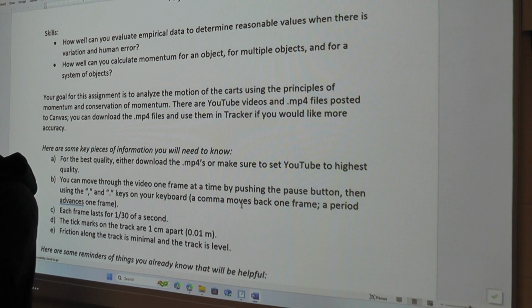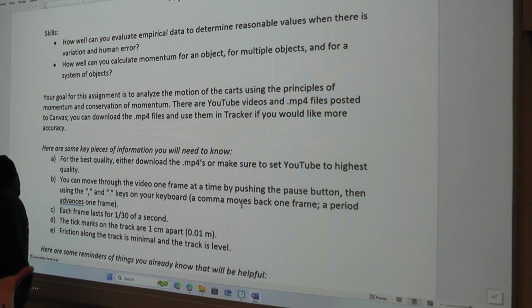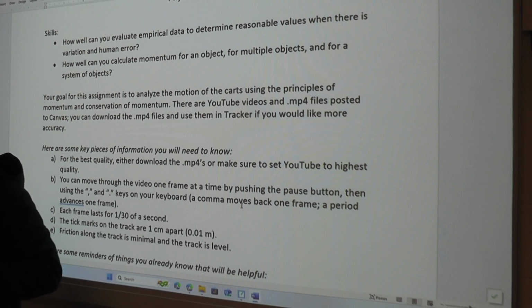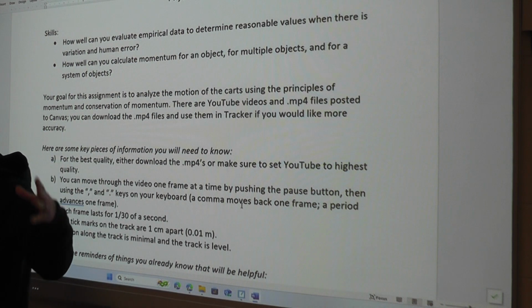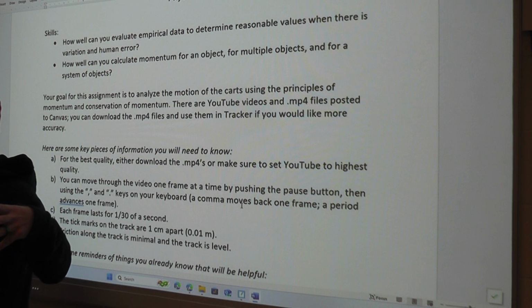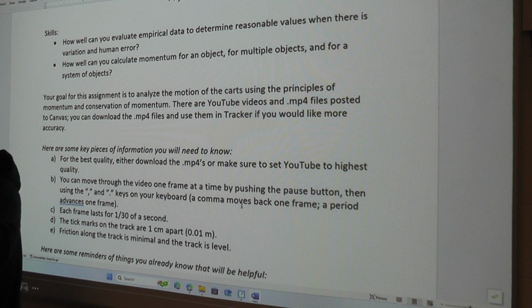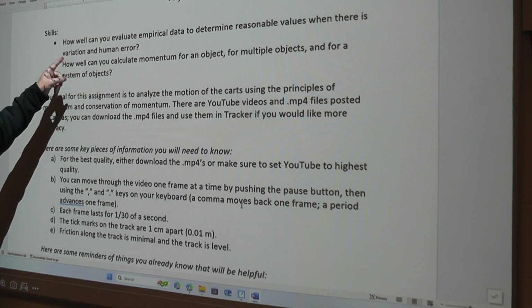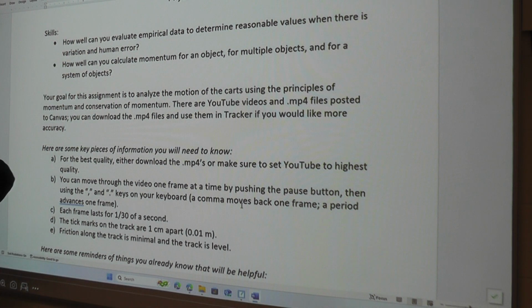And the big thing that I want you to start trying to really work on is, how can you know if you're right? We're going to get a bunch of numbers, and you're going to get some numbers, and you're going to get some numbers. I know what the real mass of each cart is, but I don't know what the real velocity is any more than you do. So there's all sorts of ways that we can work together as a team to come up with numbers.